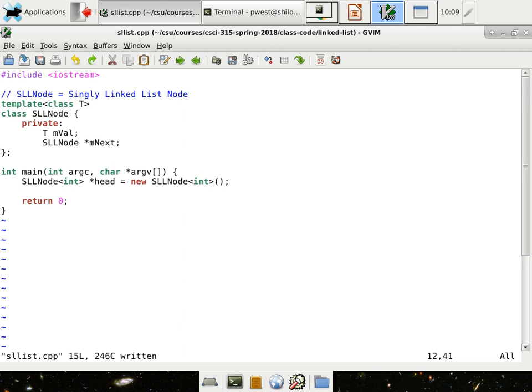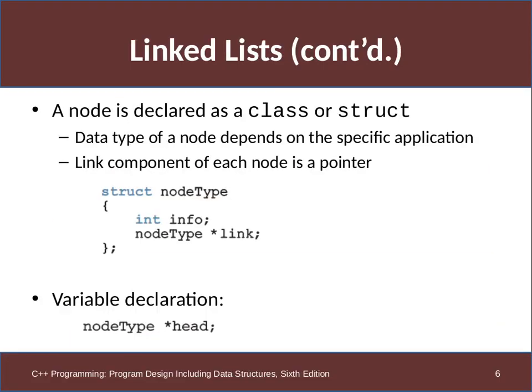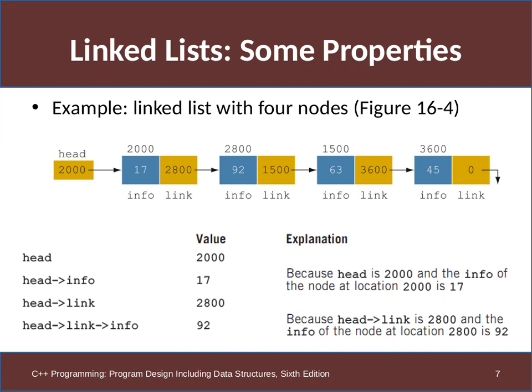All right, good. We have a node. Let's make sure it looks right. Okay, let's look at a couple more. They're going to use .info and link. I'm using .mval for info and .mnext for link. It's the same thing. I think the author's idea here is not the best programming practice. So we differ of opinion. That's okay.